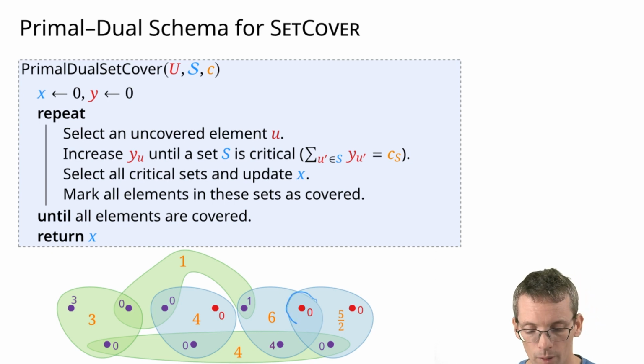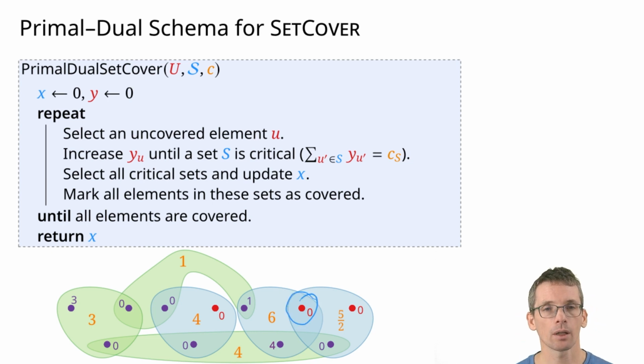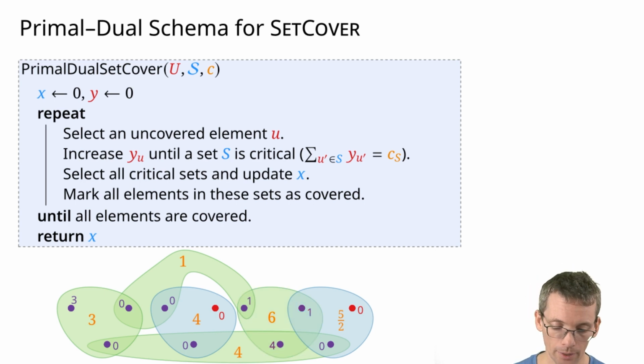Let's say I do this one next. So this is actually an interesting one because it's in 2 sets, but in this set I already have 4 and 1. So that set is already mostly covered up to 1. So by setting the yu here to 1, at that point this set is covered, the other one here not yet. And therefore I give this a 1, I select the set.